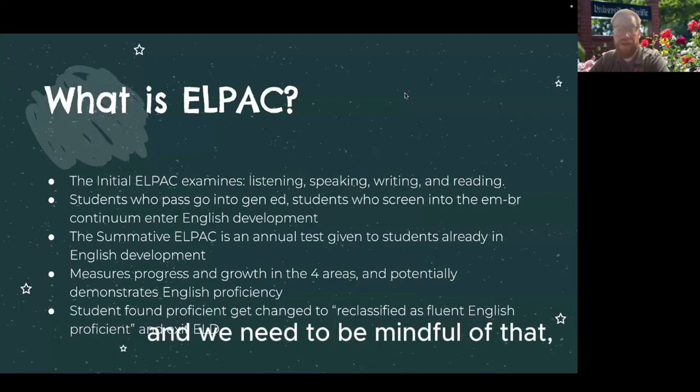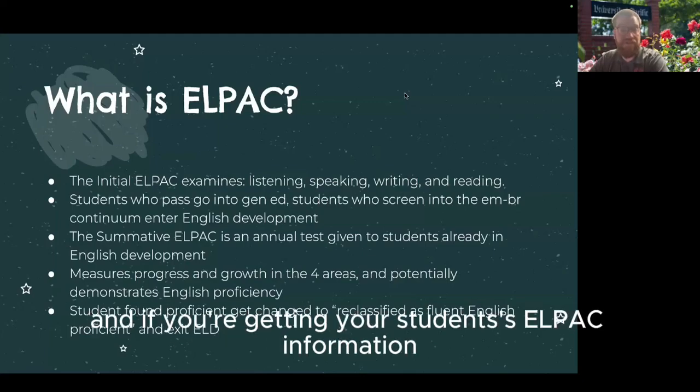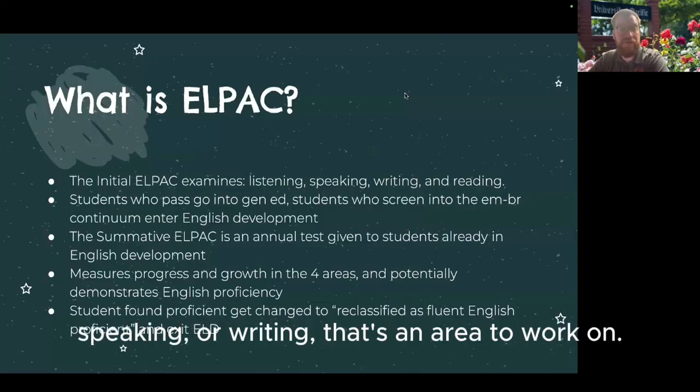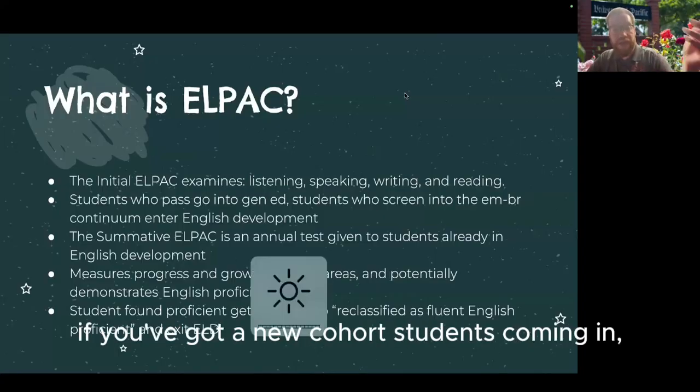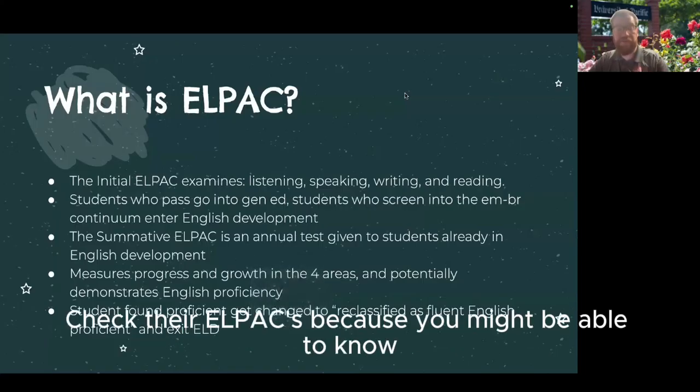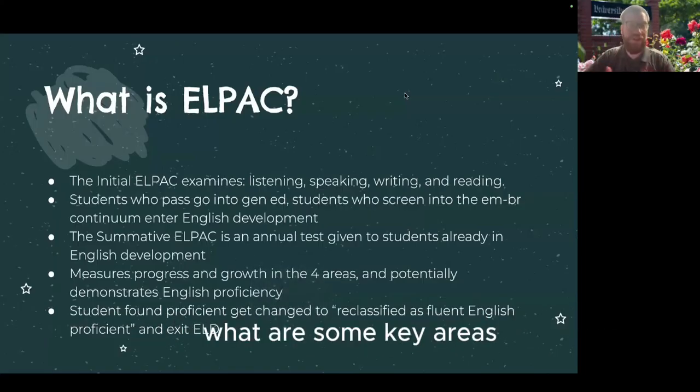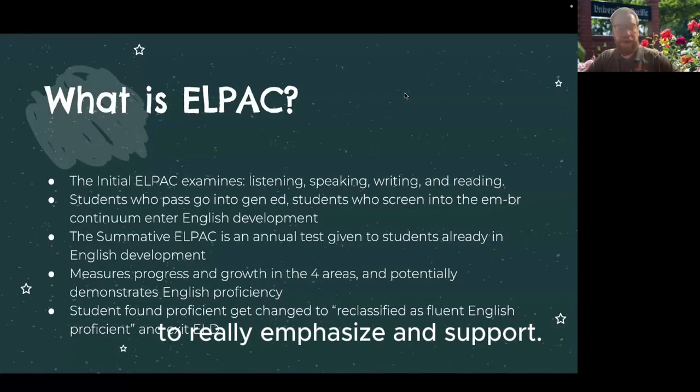And we need to be mindful of that. And if you're getting your students' LPAC information and there's information on listening, speaking, or writing, that's an area to work on. Or, if you've got a new cohort of students coming in, ask for the English language learners, check their LPACs because you might be able to know what are some key areas to really emphasize and support.